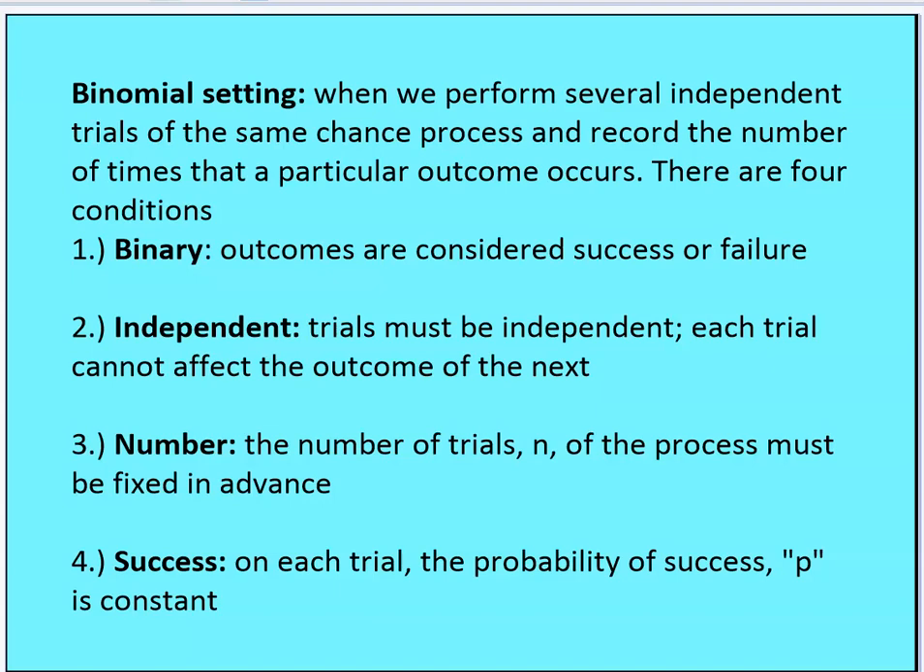A lot of the binomial work we're going to use around computers and programming. Outcomes are considered success or failure. So that's the first requirement. Second, independent. Trials must be independent, so each trial cannot affect the outcome of the next. Third, the number of trials, N, of the process must be fixed in advance. And four, the probability of success is constant for each trial.